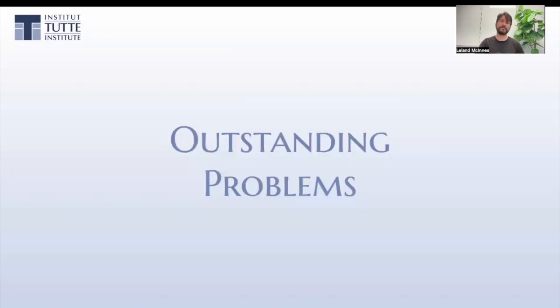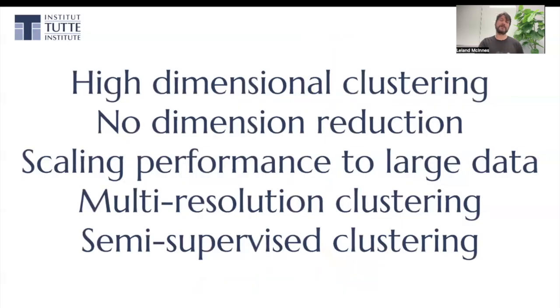What are the outstanding problems in this field? Well, high-dimensional clustering is just hard in general. High-dimensional vectors tend to break a lot of our assumptions about what clusters look like and how to find them. So a lot of the classical algorithms just don't work very well on high-dimensional data. A lot of the current techniques involve a dimension reduction step. It would be great to not require that and move to a stage where we can do the clustering directly in the high dimension. Scaling performance to really large data is critical.